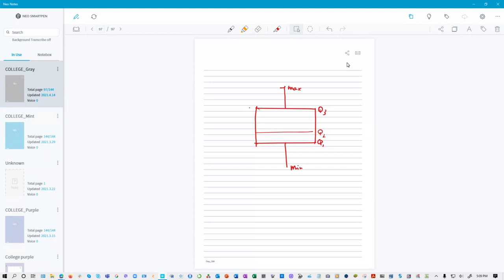Now what are you going to do? You're going to check whether you have outliers. We're going to add Q3 plus 1.5 times IQR. IQR is nothing but Q3 minus Q1. It has been measured from here, up to Q3. You add 1.5 times this length, then you get the fence.